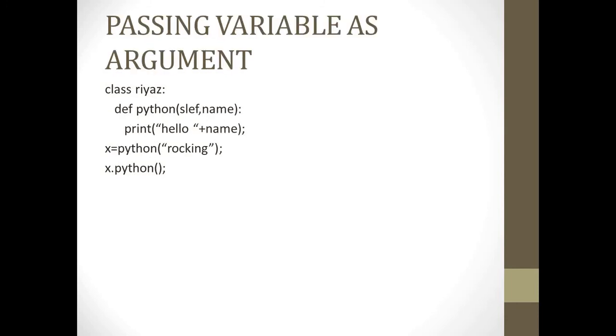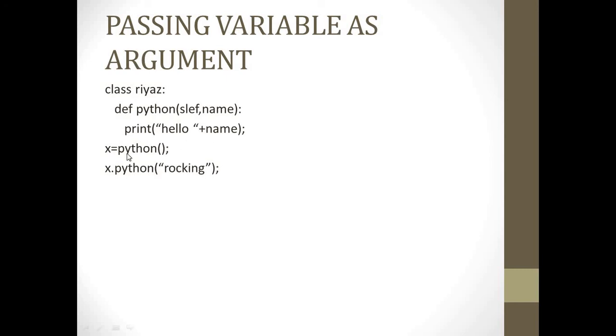Okay. Now we'll see a small example of how we can pass variables as an argument. See, self. After self I have given a name, one variable. Don't forget, no need to declare any variables or data types. At runtime it will automatically allocate whether it is a string or int. And I have given print hello plus name. I'm concatenating both hello and name.